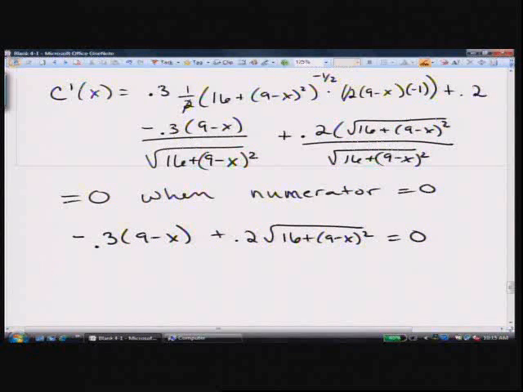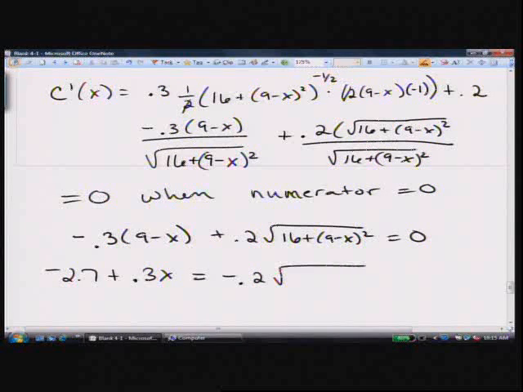We'll get negative 2.7, or distributive, plus 0.3x. Then if I move this over, it's going to be equal to negative 0.2 times the square root of 16 plus (9 minus x) quantity squared. This is a real test of algebra.